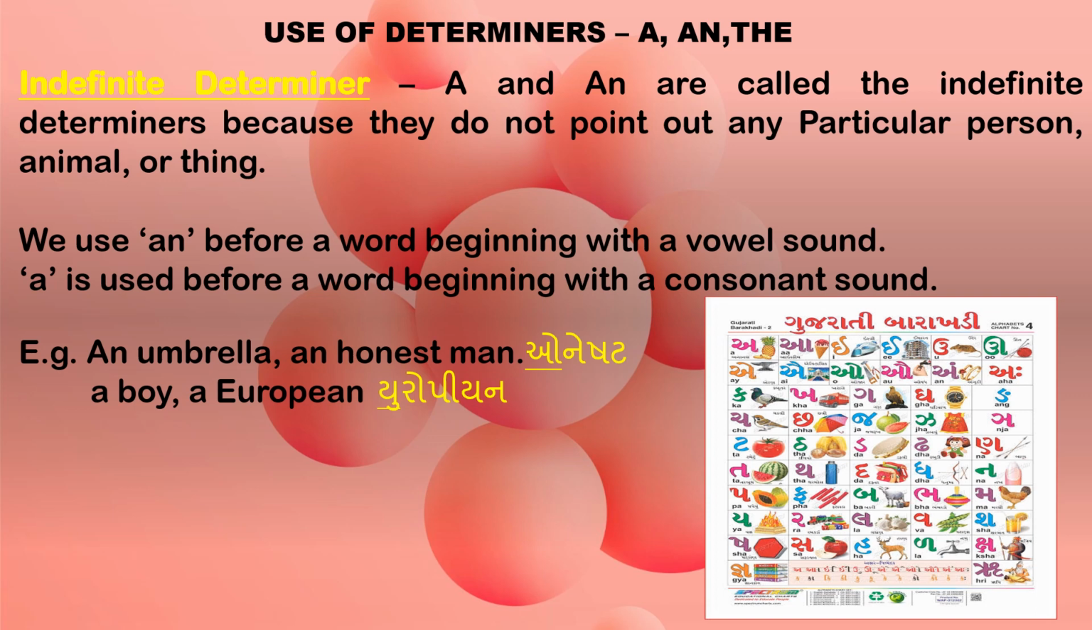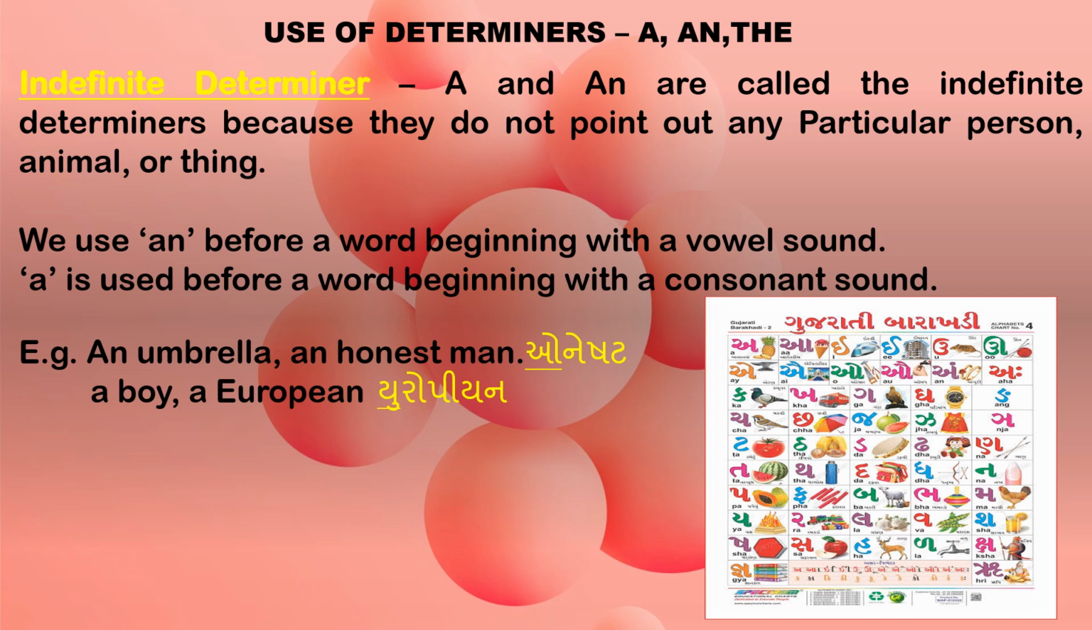So, children, I have written it in Gujarati to show you. I don't know whether this is a perfect Gujarati word or not, as I am not very sure about it, but it is just for your knowledge. Honest, I have written, you can see O. So O is a vowel. That is why an has come before honest.